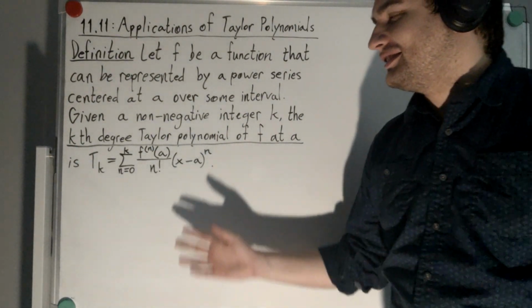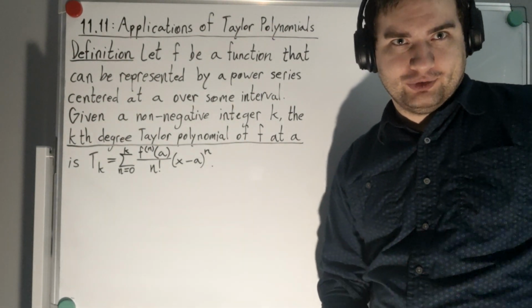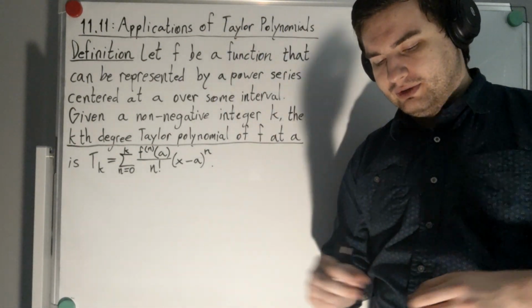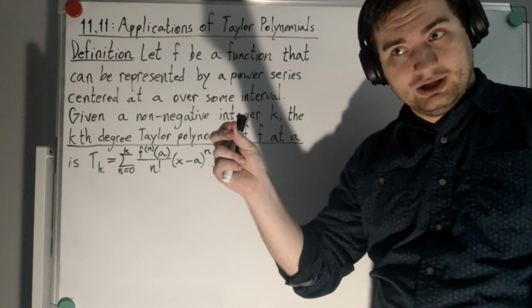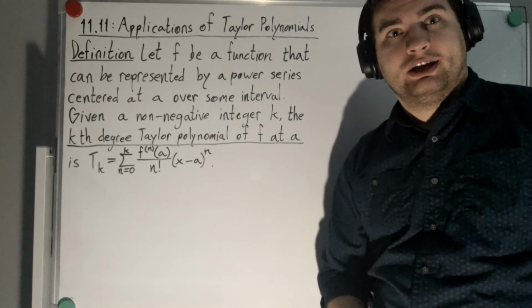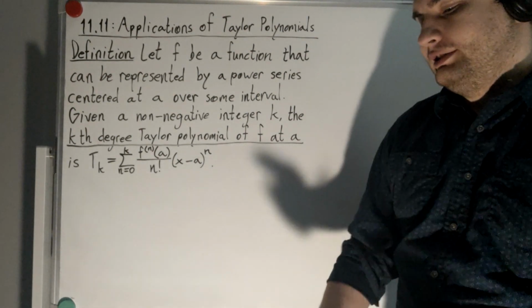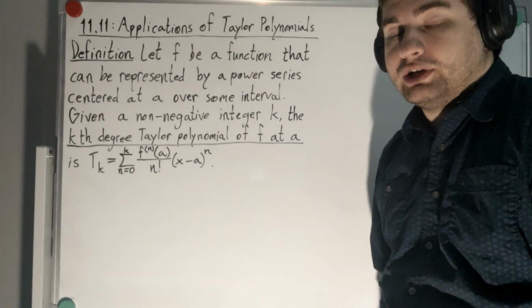The point of these things is that they are a generalization of linearization, which you learned about in Calculus 1. Remember when you had a function and you wanted to find a line that approximated the function near a certain point? That was called the linearization.